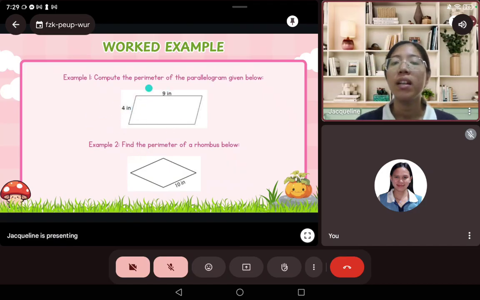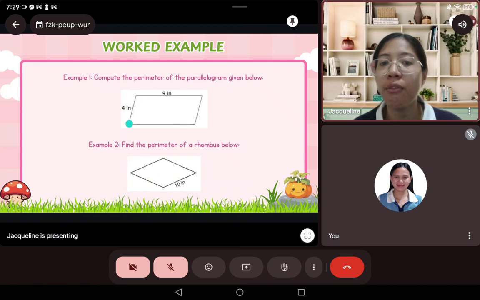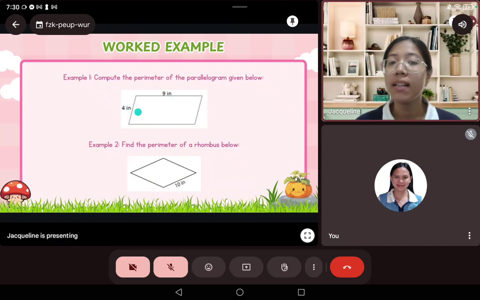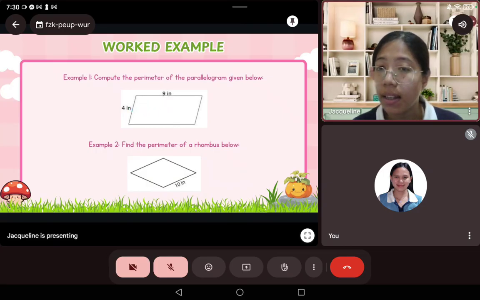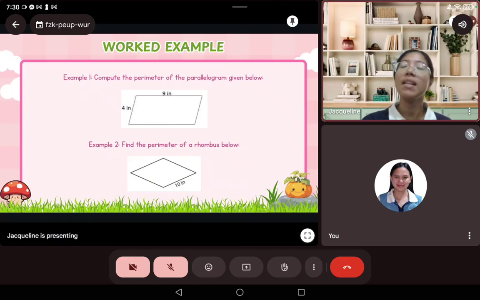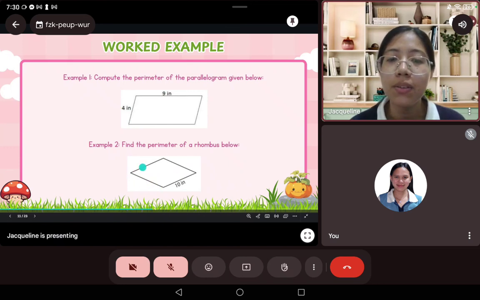So we have here the length is 9 inches and the width is 4 inches for the parallelogram. So again, class, the formula is P equals 2L plus 2 width. Okay, so 2 times 9 is 18. Then the width is 4. 2 times 4 is 8. So we add the 2. 18 plus 8 is... Very good. 18 plus 8 is 26 inches. Very good, class.